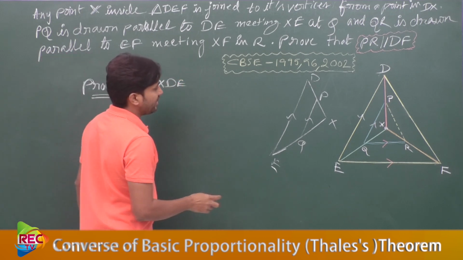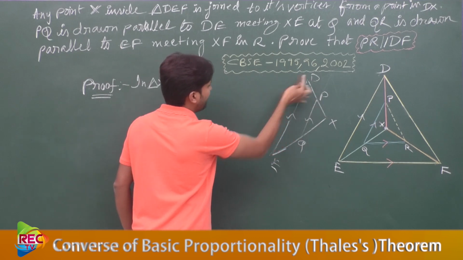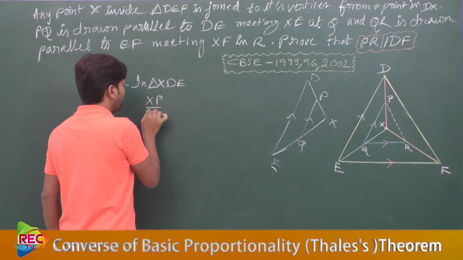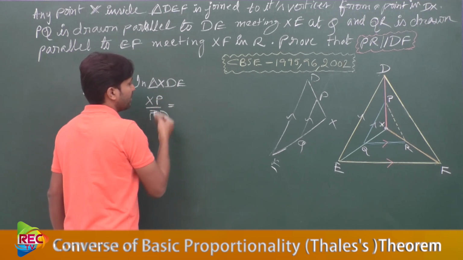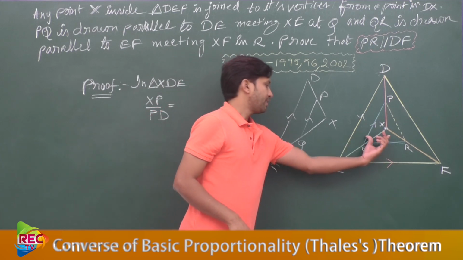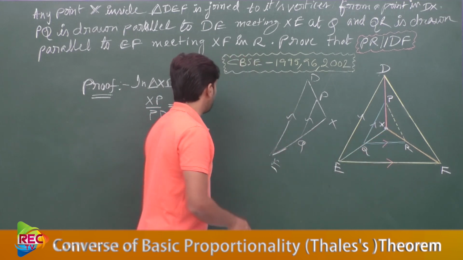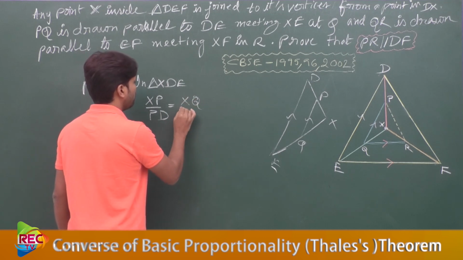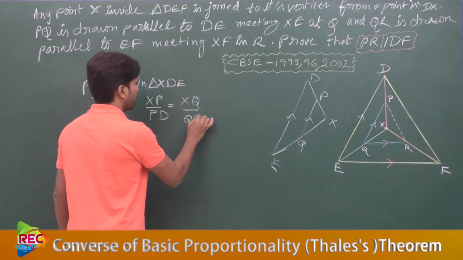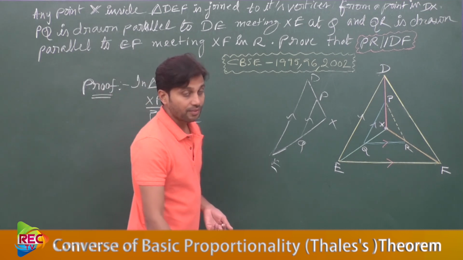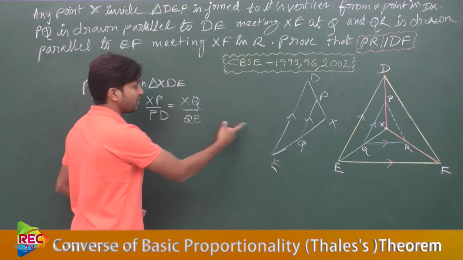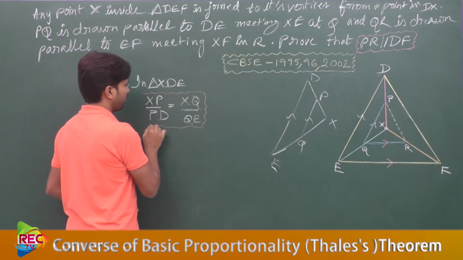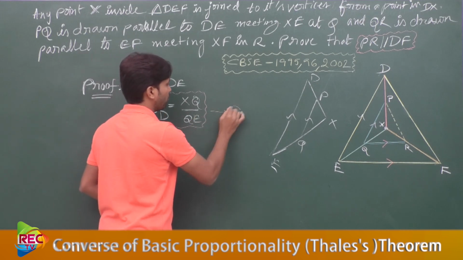What can we say here? XP by PD equals XQ by QE. This is the result of Thales theorem we can apply for this first triangle. Let this condition be 1.